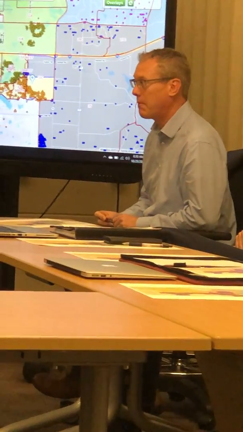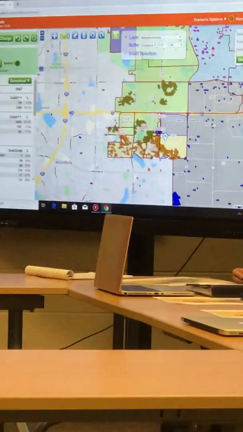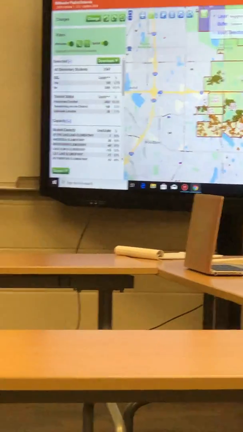For transportation, what is the walking distance, half mile or 1 mile? Half mile, as the roads, not as the crow flies. But if it's a busy road, it doesn't matter, right? Correct. If it's a highway, they won't be walking across the highway.